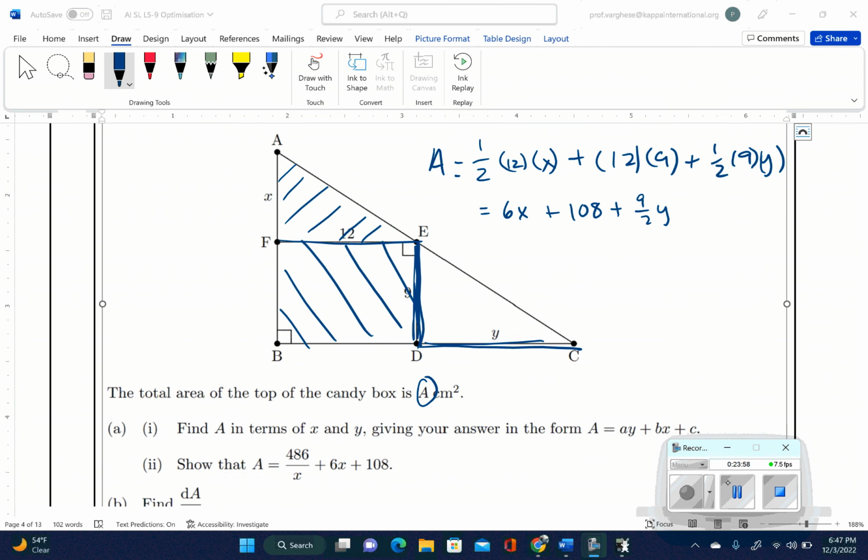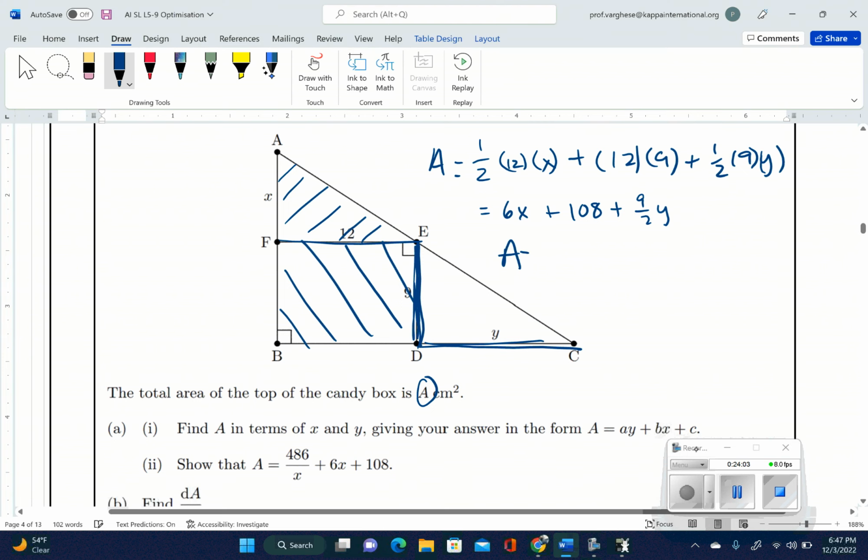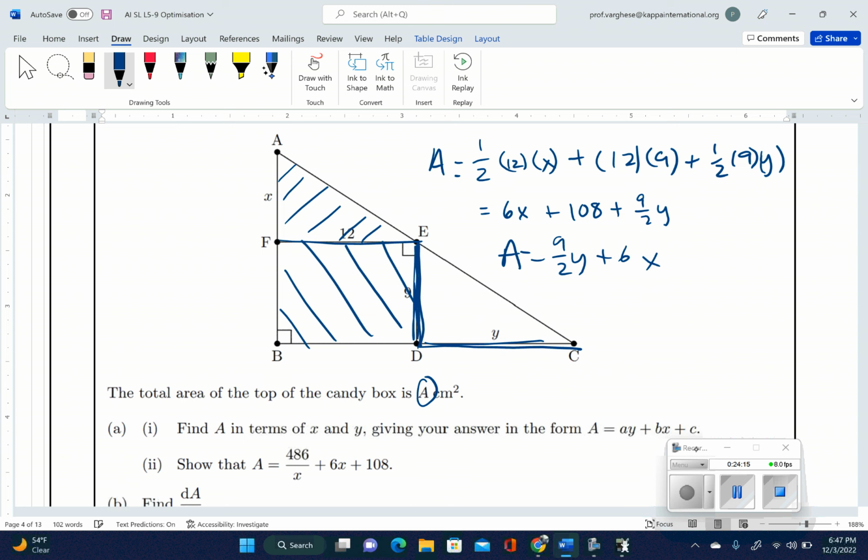Okay, so let me back up real quick over here. They tell us that they want us to write it in this form. So A is equal to, they want the y term first, so that's going to be 9 over 2y. Then they want the x term, so that's going to be plus 6x. And then they want the constant term by itself, so we're going to put plus 108. Okay. And then if I look over here, if I match it, the 108 is there, the 6x is there, and then something is weird here, right? We have 9 over 2y, and then over here we have 486 over x.